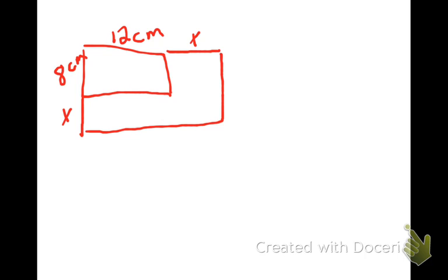Well, let's go back and find the area of the original. Well, 8 times 12 is 96. So the area of this is 96 centimeters squared. So what do we want our new area to be? If we double 96, we're going to get 192. So that's what our new area should be. So what are the dimensions here?